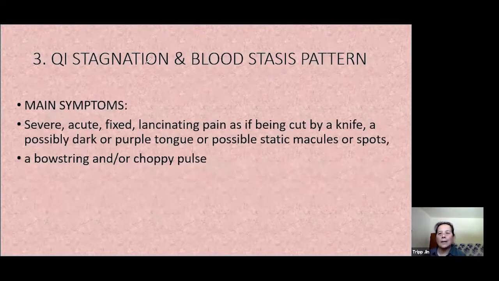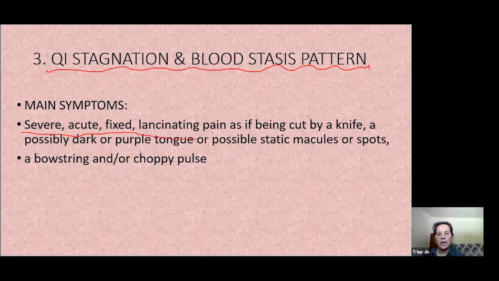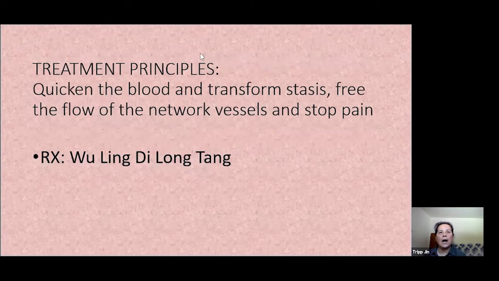Then we're talking about the pattern belonging to qi stagnation and blood stasis. Qi not moving, blood not moving. Blood not moving causes blood stasis. So generally it will cause still severe pain in a fixed location, like a knife cutting, pretty severe pain. And we may see some blood stasis signs from the tongue, like a purple color, or from the pulse, like a choppy pulse. So that's the qi stagnation causing blood stasis pattern. Treatment principle: move blood and resolve blood stasis, stop pain.